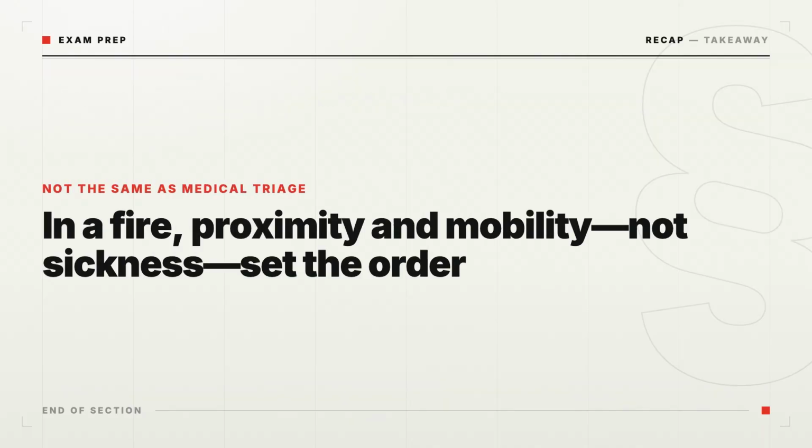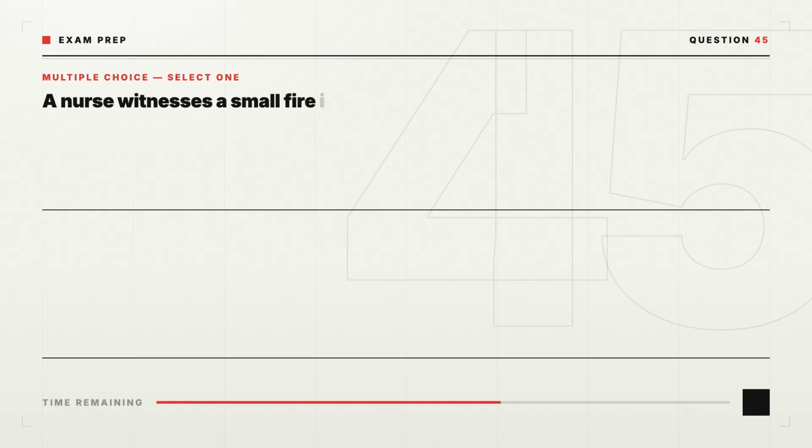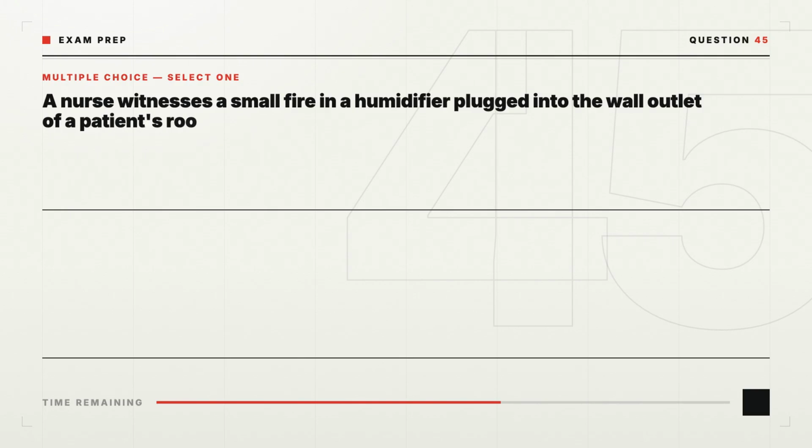This ordering is distinct from everyday triage by acuity, where the sickest patient is seen first. In a fire, speed of rescue and closeness to danger set the sequence. So the correct answer names the ambulatory patient nearest the flames.